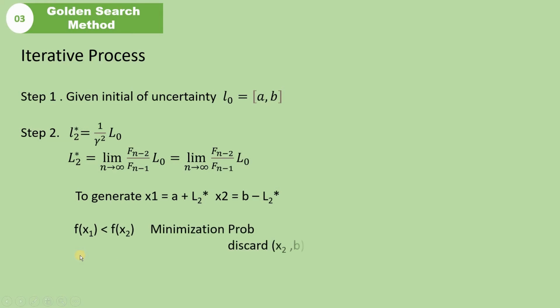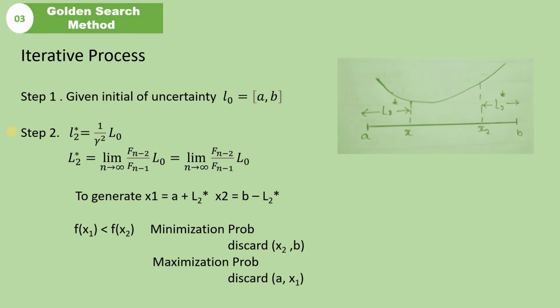Here we find the functional values f(x1) and f(x2). If f(x1) is less than f(x2) for a minimization problem, we discard the interval x2 to b. Since the function is unimodal, the optimum cannot lie there because the function has only one optimum; the function could look like this. Then we discard the other part, from A to x1. Once we reduce the interval, my next interval of uncertainty would be either from A to x2 or from x1 to b. Next slide please.